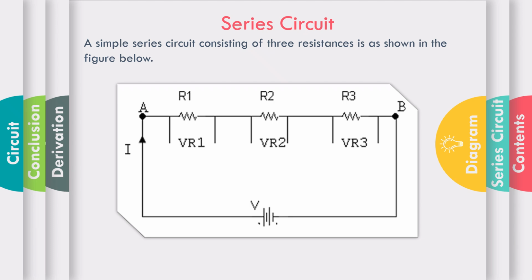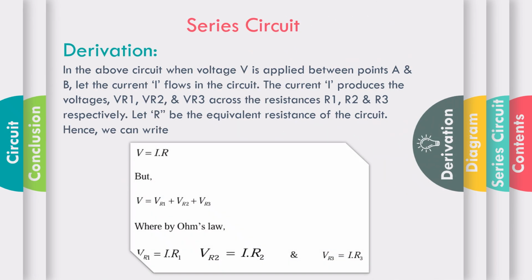Okay. Next, see, in the above circuit, when the voltage V is applied between points A and B, current I flows in the circuit. When voltage V is applied to the circuit, at that time current will start flowing in the circuit. Because of current I, it will produce the voltages VR1 across resistance R1, VR2 across resistance R2, and VR3 across resistance R3 respectively. Let capital R be the equivalent resistance of the circuit and we have to find the equation of this equivalent resistance or total resistance.